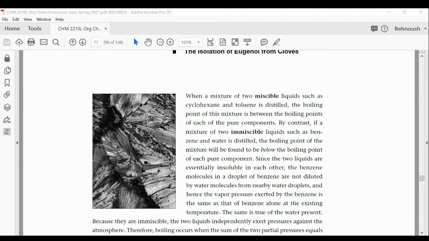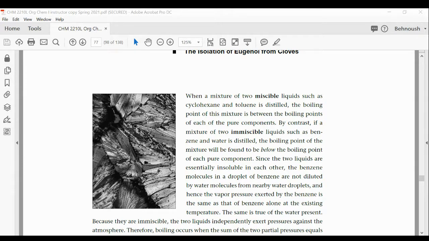A steam distillation, however, and I want everyone to try to answer this question. What would be the boiling point in steam distillation, the boiling point of a mixture? At what temperature would the mixture start boiling? Around 100 or below 100, okay? Below 100 degrees Celsius. It would be less than 100 degrees Celsius.